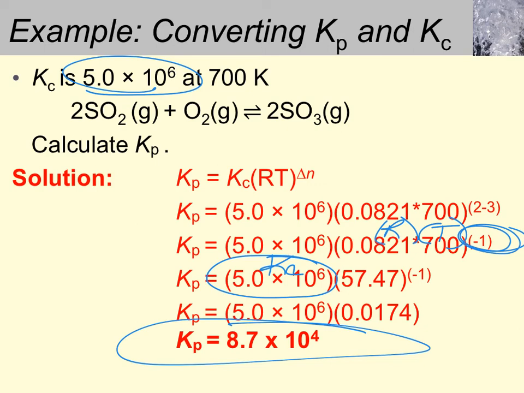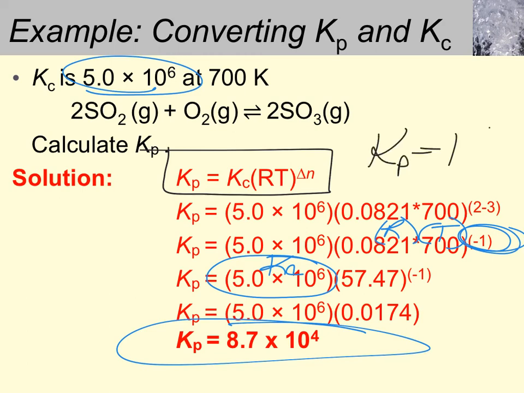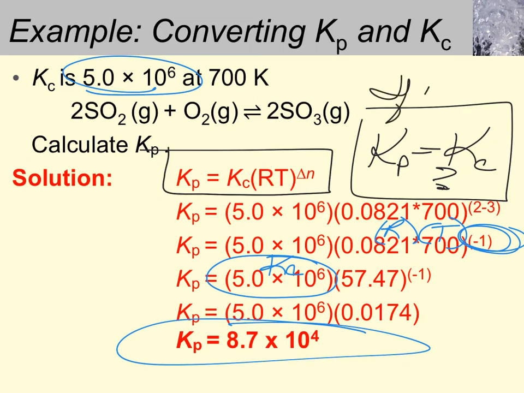Now, one of the things I want you to look at that's actually important, and can save you a lot of time on a quiz or test, is that there are some cases when Kp will equal Kc. They'll be the same. Look at that equation. Can you tell me under what circumstances they would be equal to each other? They're equal if delta N is 0. Anything raised to the 0 power is 1, right? So if that's a 1, Kp equals Kc.